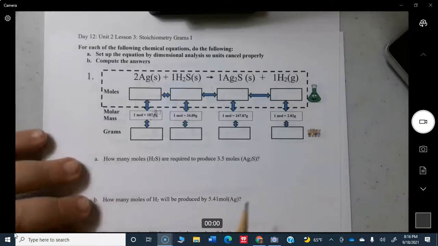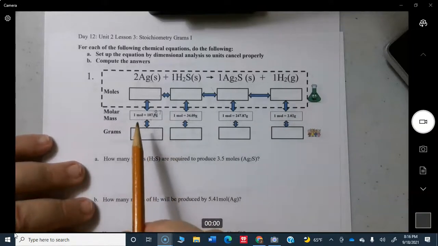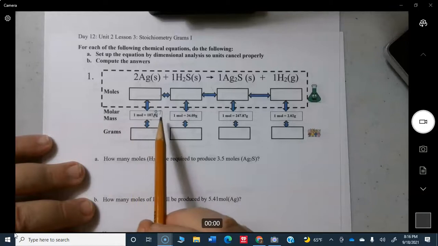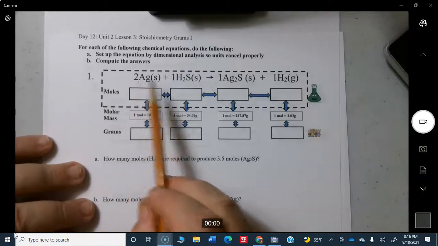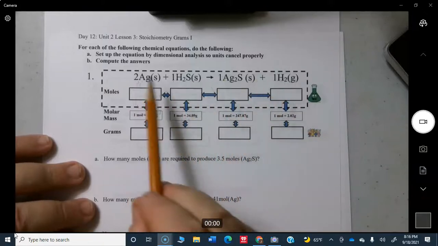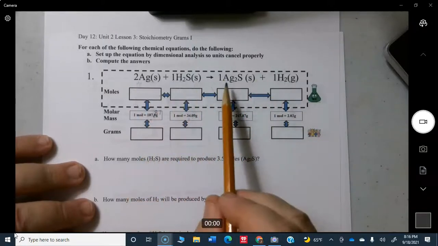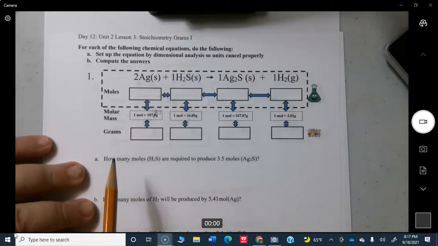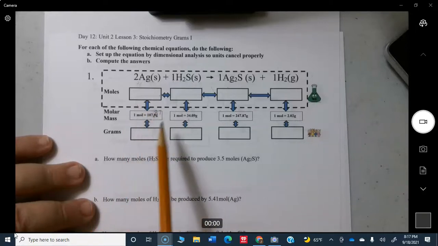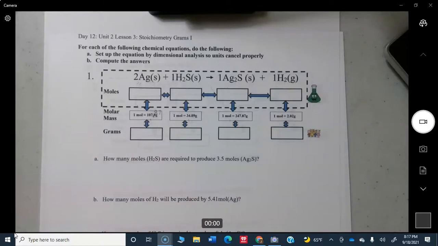Now don't make this mistake. Molar masses are always 1 mole equals some number of grams. The 2 up here is only for this specific chemical equation, and it will relate silver to these other substances here. Don't use the 2 for the molar mass. Don't take the 107 and multiply it by 2. The molar mass of a substance is always the same. It's always 1 mole of that substance equals some number of grams.